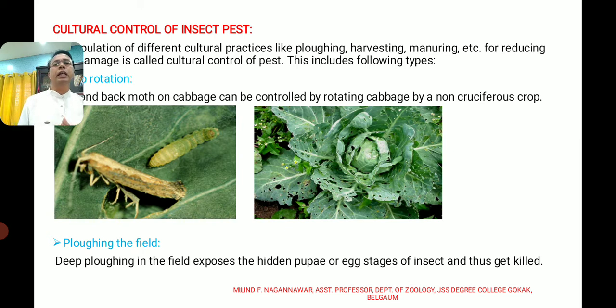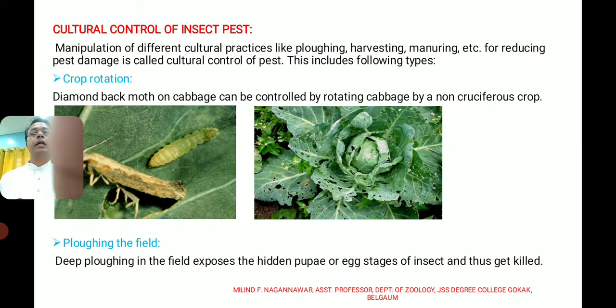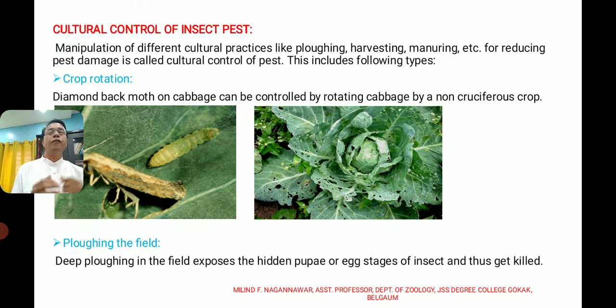Now after physical, there is the cultural method, the cultural method of insect pest control. That is nothing but manipulation of cultural practices. Whatever the farmers do, the cultural practices like plowing, harvesting, manuring, etc., should be altered a little bit, or manipulated, so that the pest damage is reduced. Now what does this include?